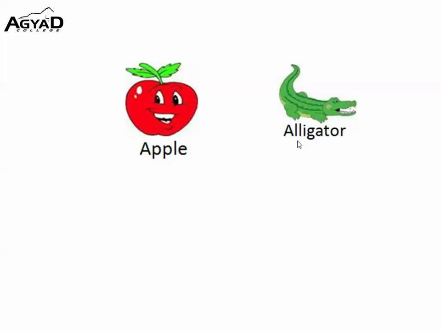Now, let's see, what words start with the sound A? Yes, apple. So it's a, apple. Very good. What else do we have? Alligator. A, alligator. Alligator, that's a big animal that lives in the water. It's called alligator. And alligator starts with a.